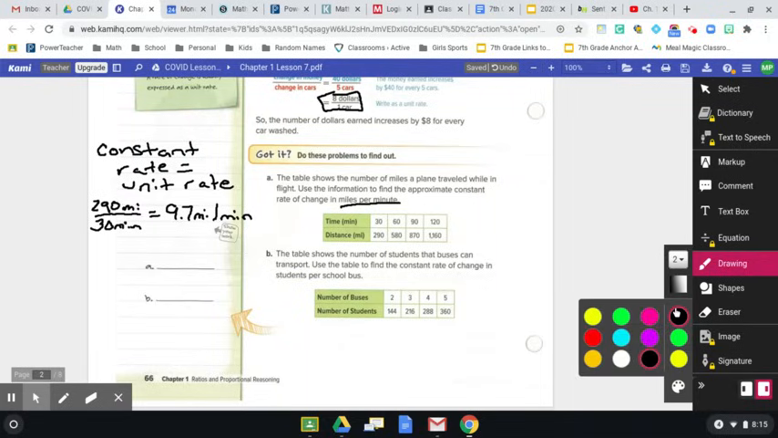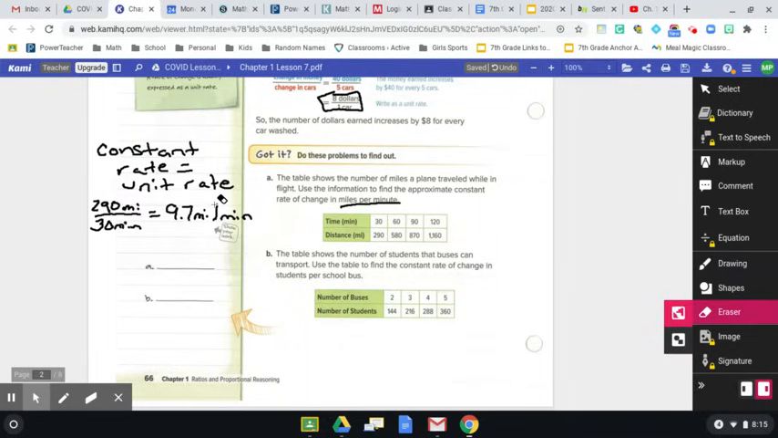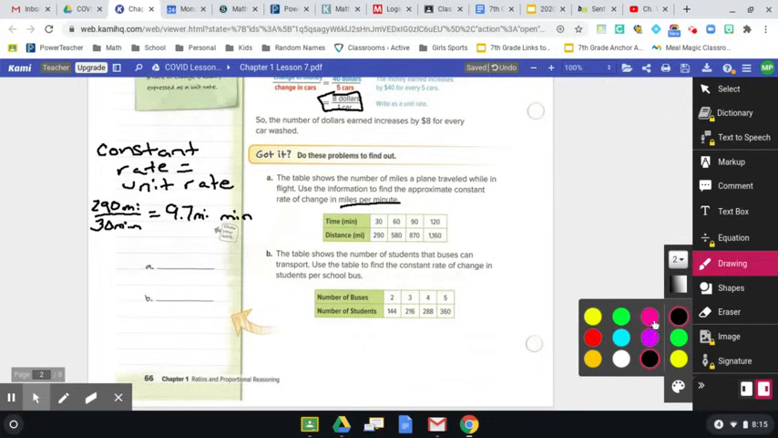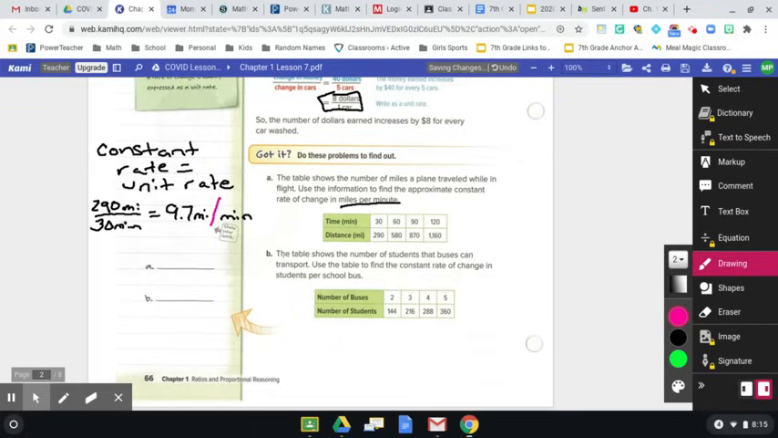Maybe I change that to a different color. Let's see. So the slash mark means the same thing as a fraction line, per one, 9.7 miles per 1 minute. And so sometimes you see it as a fraction, sometimes you see it as this slash. Either way, you're talking per one. So let's try another one. Let's try the next one on the table.